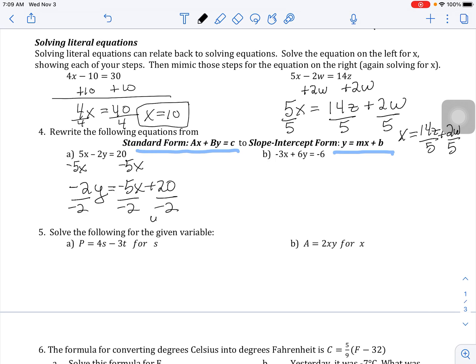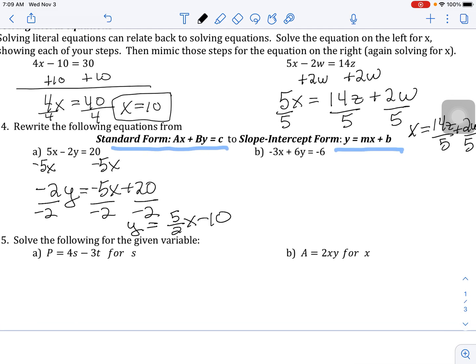That means our answer is y equals positive 5 over 2x minus 10. So we've converted it from standard form to slope-intercept form, and what we've done is we've isolated y. We have solved for y.